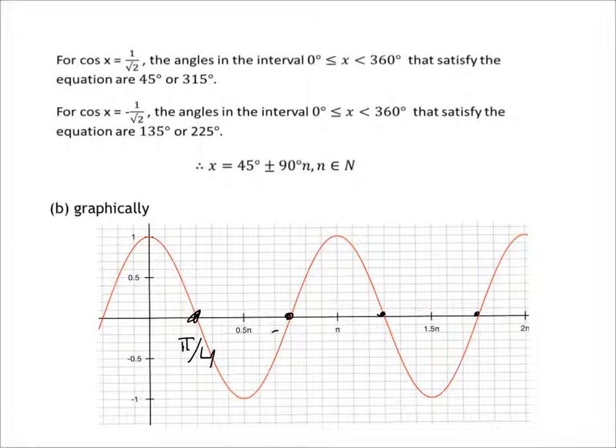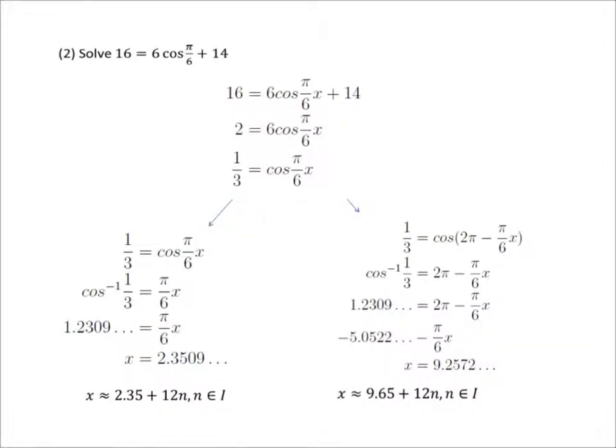And we can see we also have one at 3 pi over 4. We see we have one at 5 pi over 4. And we see we have one at 7 pi over 4. So we see in example 2 we have something a little bit more complicated. 16 equals 6 cos pi over 6. That should say x plus 14.